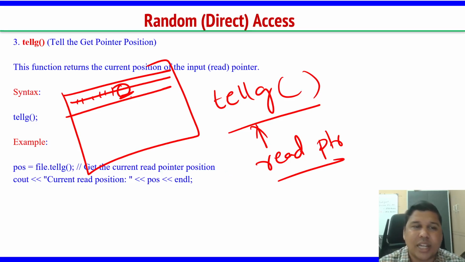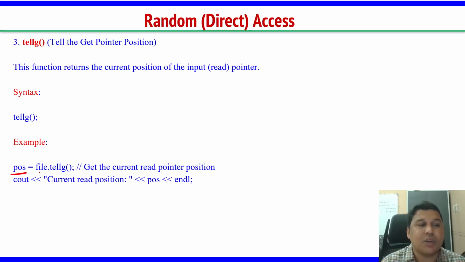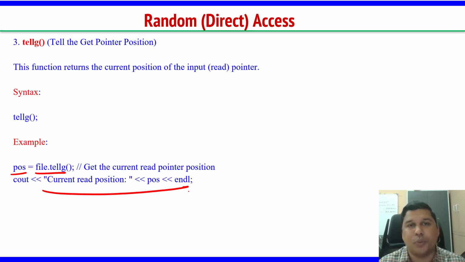Right? Again, location means the number of bytes it has traversed. That number of bytes will be given. It means my current pointer is at that location, and that will be given to you using tellg. See, simply you can write some position equal to file.tellg. It will tell you the position. What is the position value? It will tell you. Right?